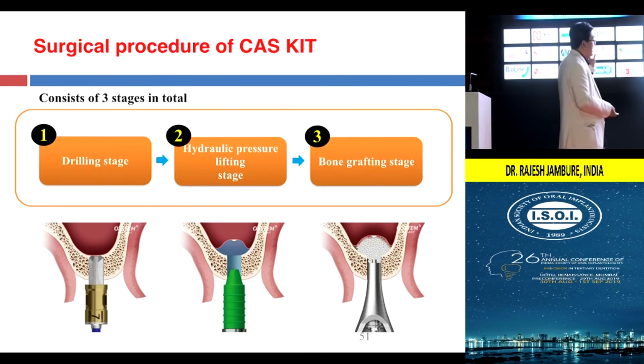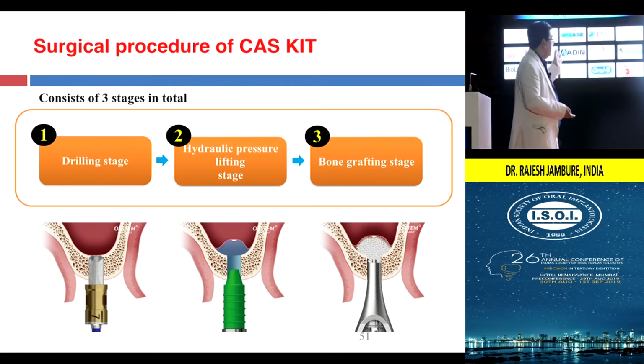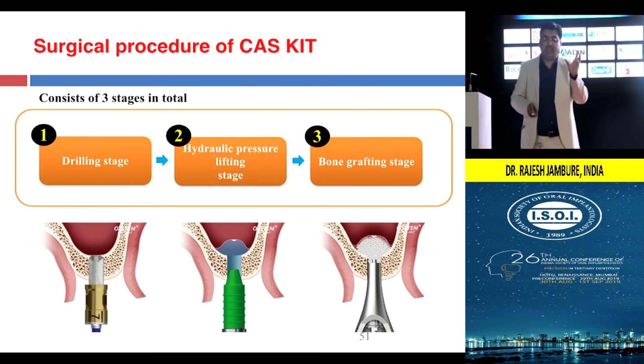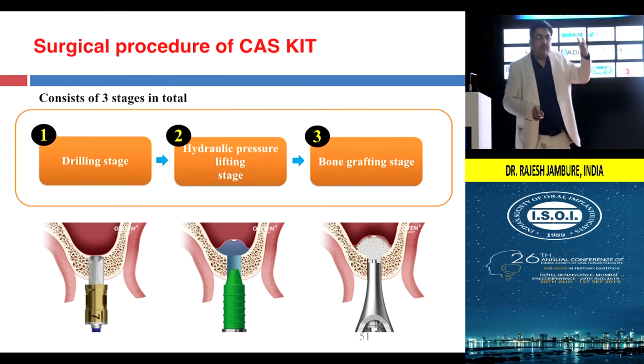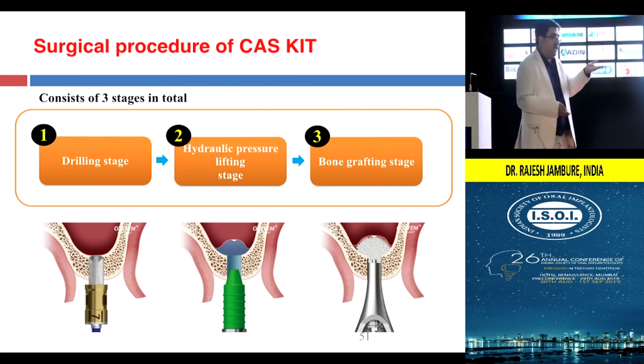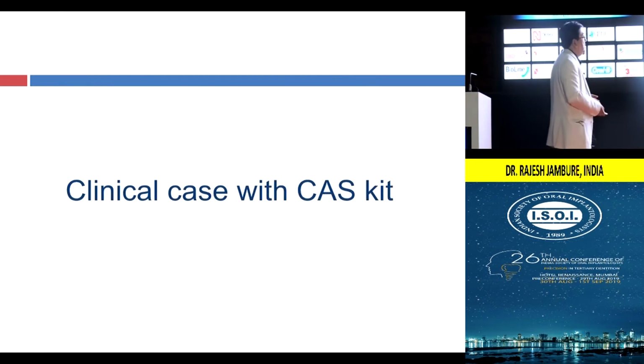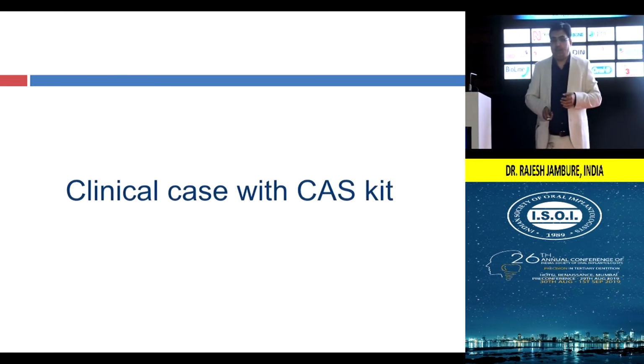Now, what is there in this particular kit is a drilling protocol, a drilling stage, a hydraulic pressure lifting stage, and bone grafting. The drills are designed in such a way that they will not damage the sinus lining. Then we use a hydraulic lifter to lift the sinus membrane, and then there are a few things given with which you can simply graft with these particular tools.